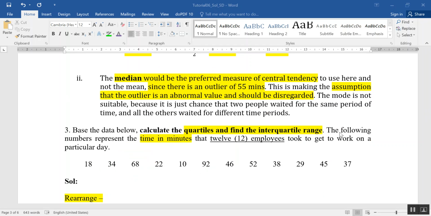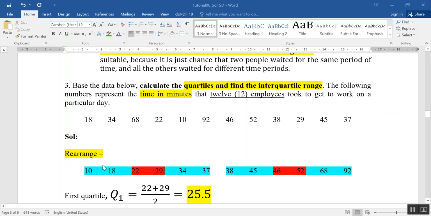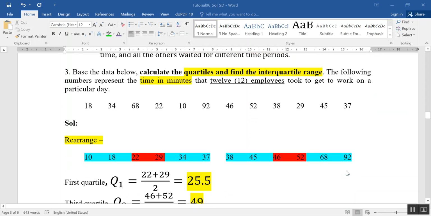Okay, now moving on to question number 3. Based on the data below, calculate the quartiles and find the interquartile range. The following numbers represent the time in minutes that 12 employees took to get to work on a particular day. So you have to calculate the quartiles and also the interquartile range. If this is the data, the first thing is to arrange them in ascending order, from 10 here up to 92.